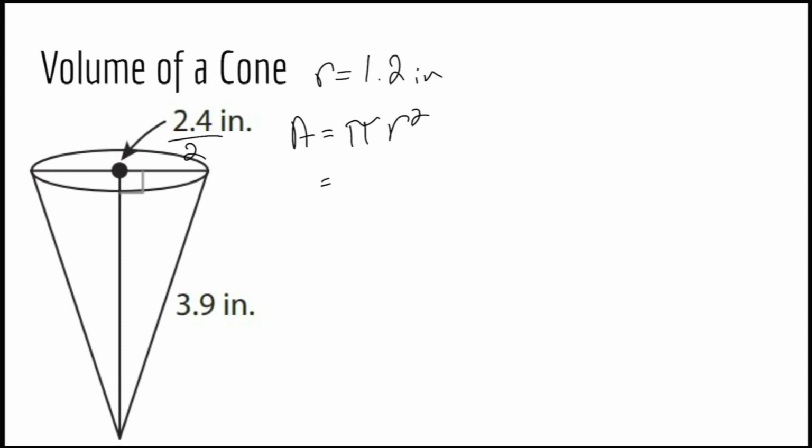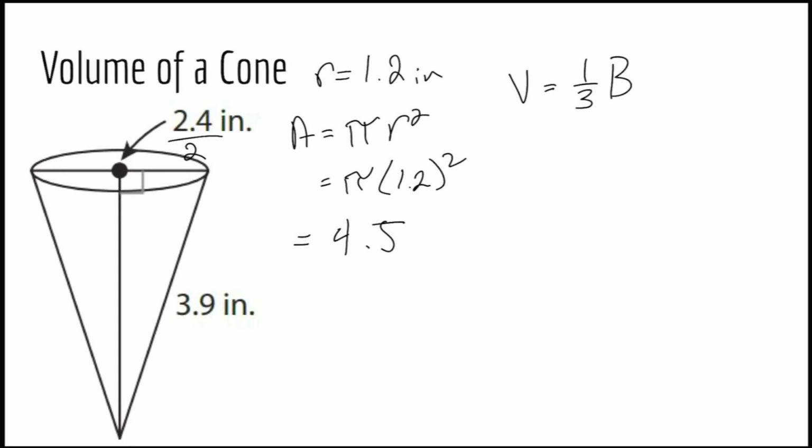All right, so now you're going to plug that into your formula, and you're left with pi times 1.2 squared. So 1.2 squared times pi is going to be 4.5. Right, so that's going to be the area of your base. So you're going to plug that into your volume formula, which we should know by now. It is volume equals 1/3 times the area of the base times the height.